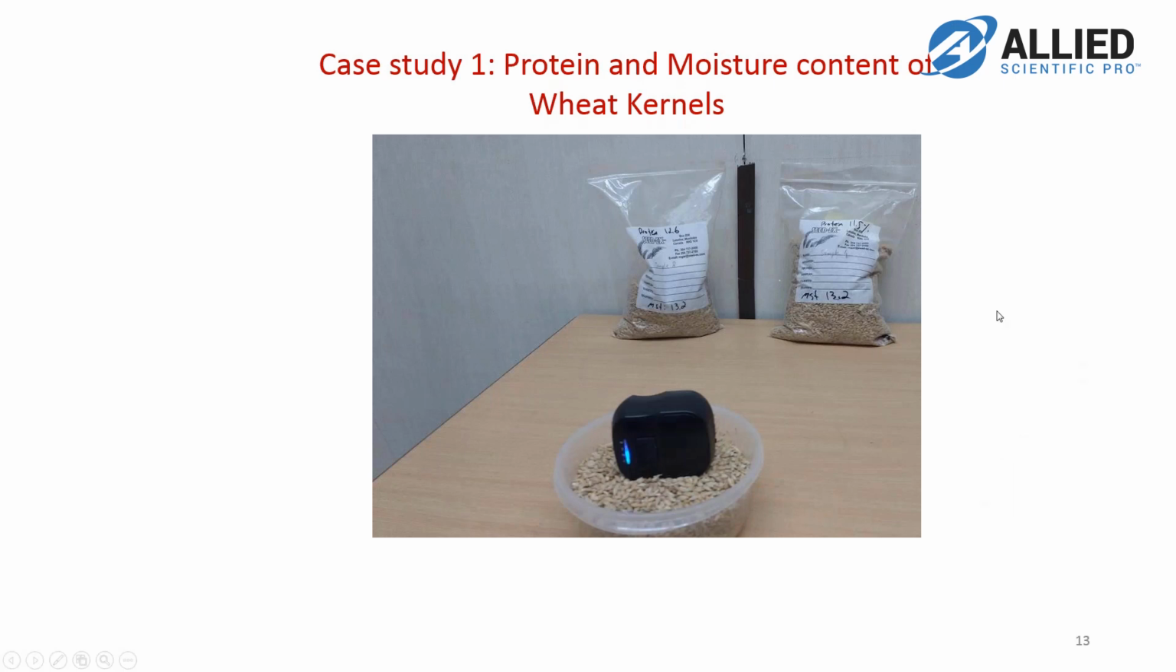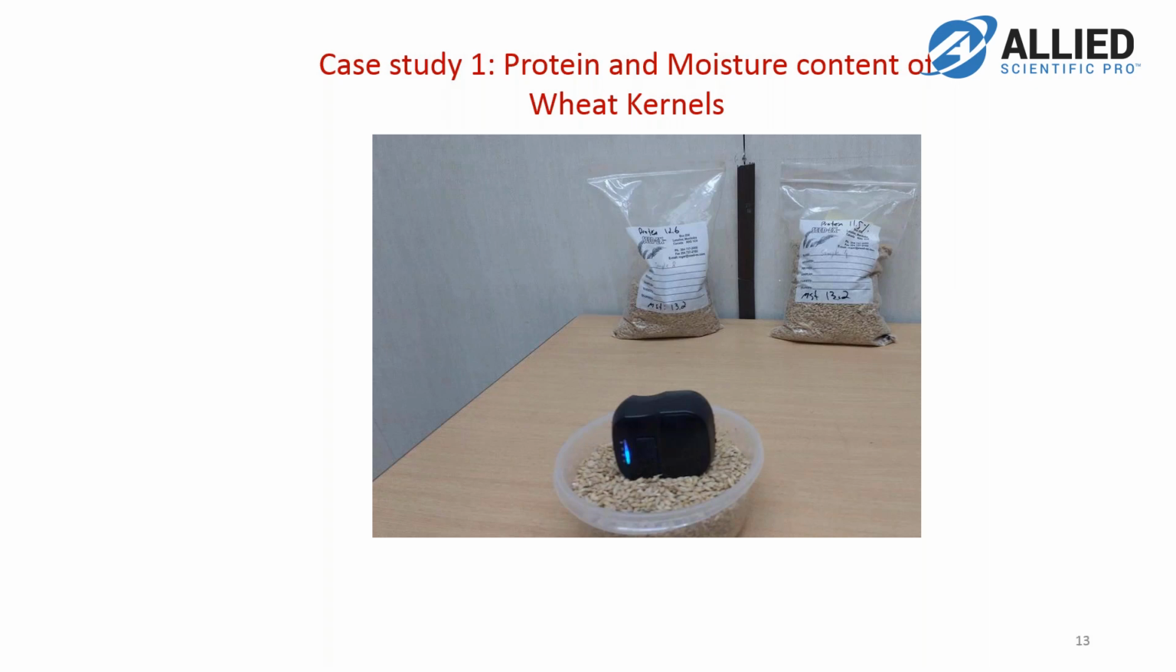So now let's go into some case studies that we have done to understand the performance of this instrument. We start with the reflecting model, and the first case study is the protein and moisture content of wheat kernels. We had a customer from Manitoba province in Canada who was in contact with farmers in Manitoba, and farmers need to basically quantify the protein and moisture content of their harvested wheat.